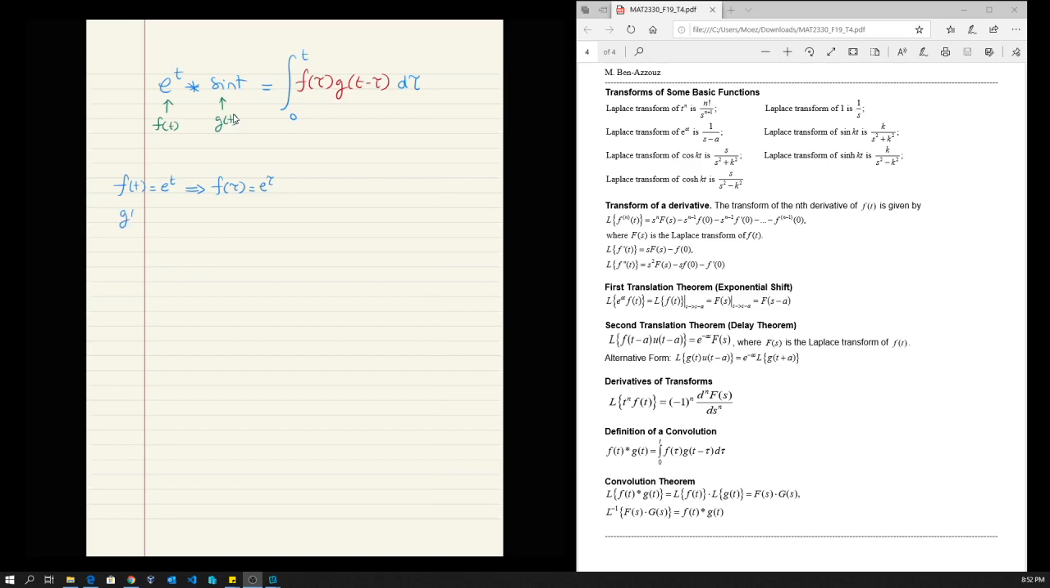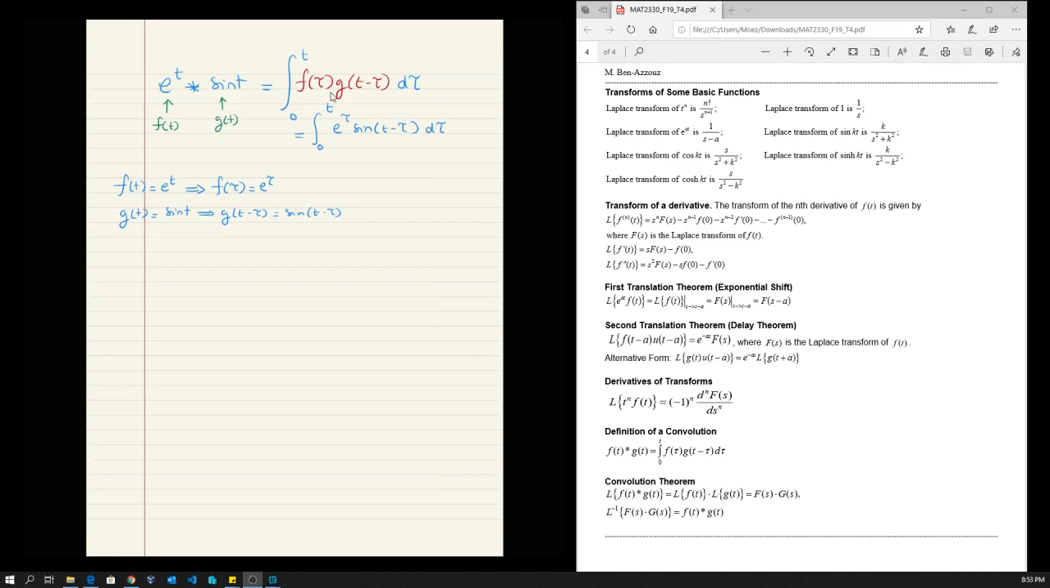How about g of t? G of t is sine t, but we want g of t minus tau. So the simple operation means take t and replace it with t minus tau. Everywhere you see t, this becomes sine of the quantity t minus tau. So these two are the pieces that I'm going to multiply and have inside my integral. That's how you construct this. So this is going to be the integral from 0 to t of e to the tau sine of t minus tau d tau.